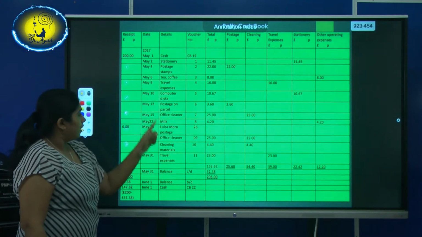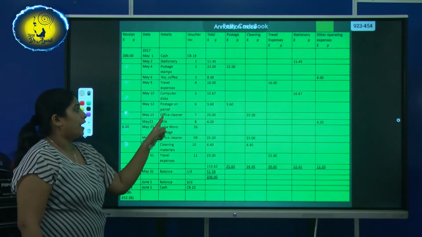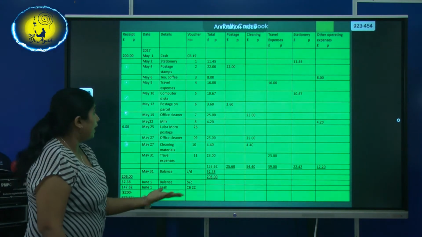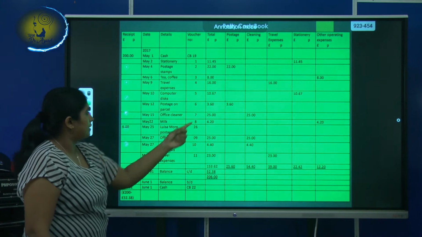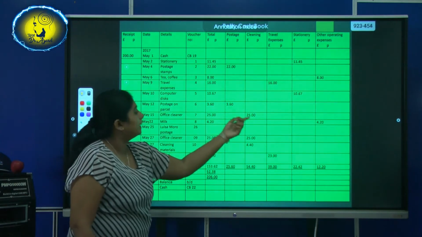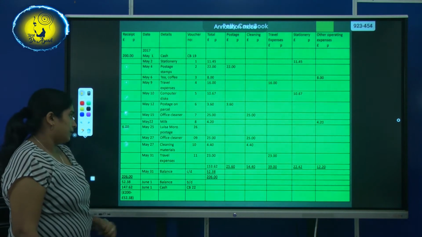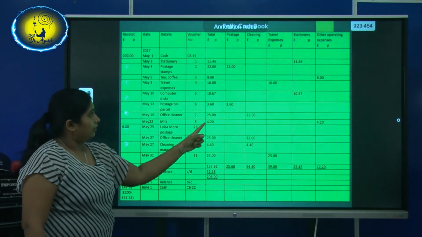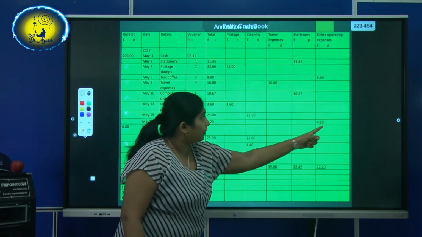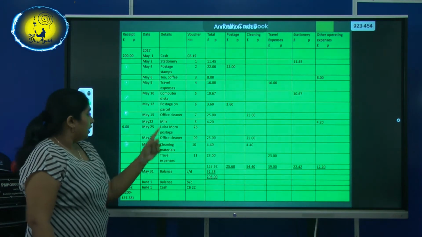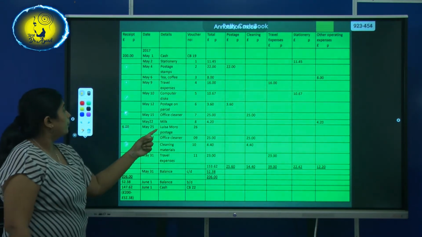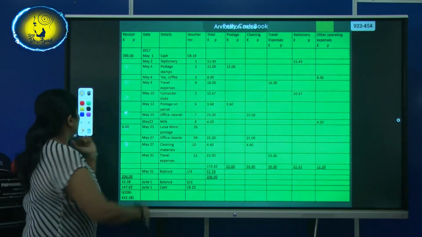Likewise, office cleaner, that means you have hired a cleaner, you are paying him 25 pounds. It relates with cleaning expenditure, so you will include it in the cleaning column. Milk in the total, and it relates with other operating expenses. Then the amount we have received from Louisa Moro.